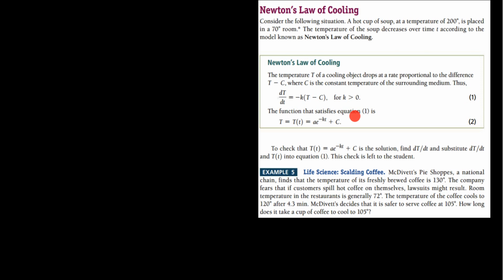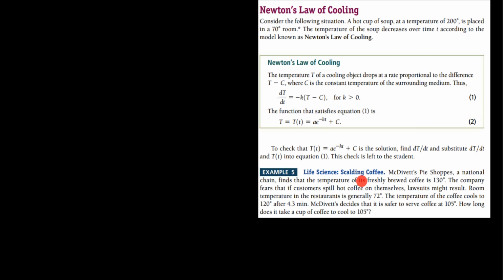We want the function that satisfies this equation. When we say the function that satisfies it, this is the function that we can put into the equation, kind of like we did with example 1. That's what we mean by the function that satisfies it. And again, it's differential equations, but here we are.